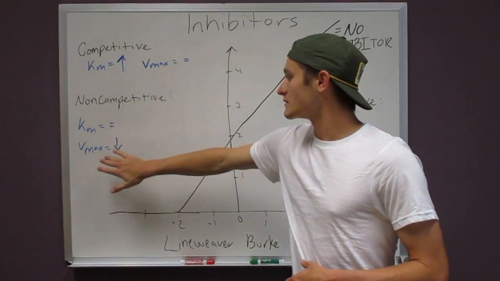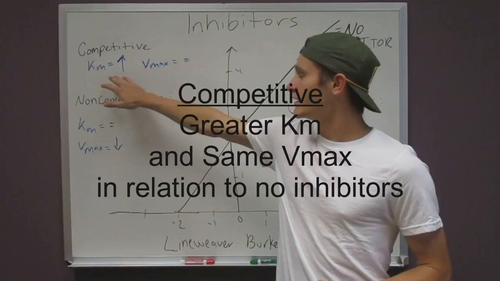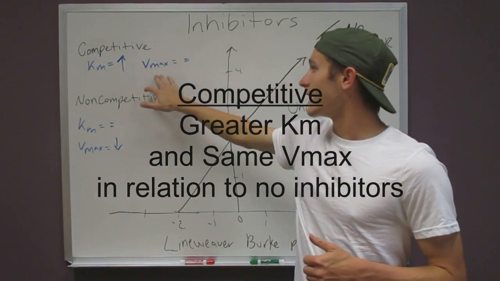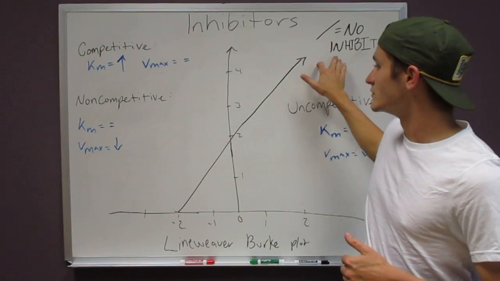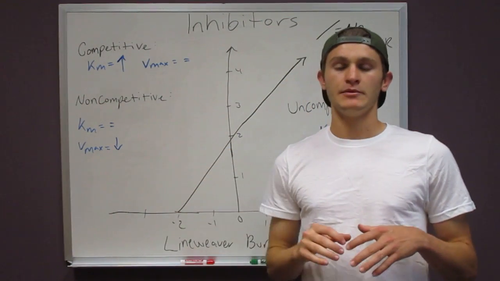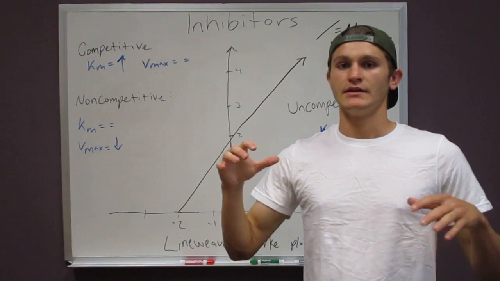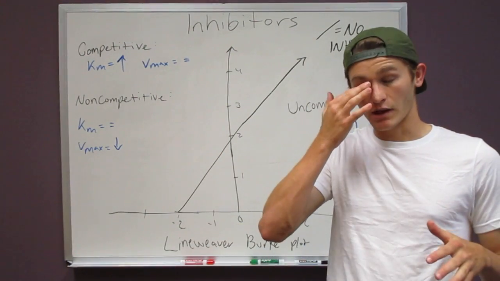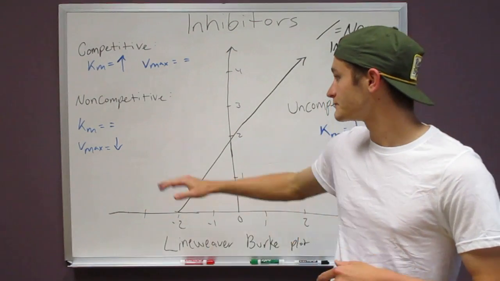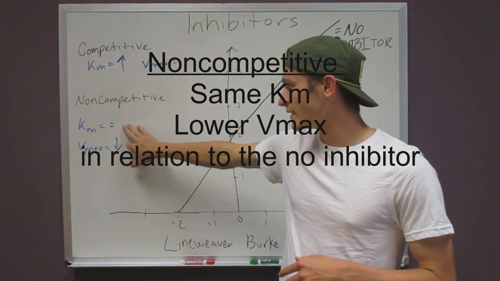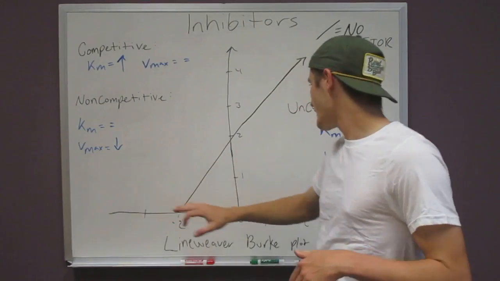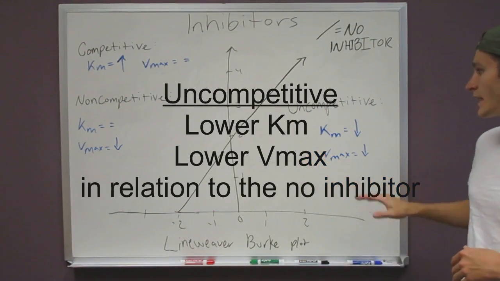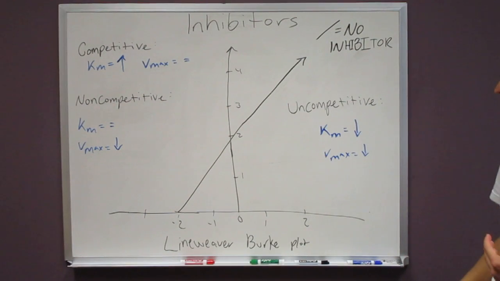And these are all consistent. Competitive will always have a higher Km than the no inhibitor, and it'll have an equal Vmax to the no inhibitor. And no inhibitor means that there's nothing inhibiting the enzyme and the substrate from binding. That means there's nothing there to block it from happening. Non-competitive has an equal Km and a lower Vmax. Uncompetitive has a lower Km and a lower Vmax. And I'm going to show you guys how to get these things too.